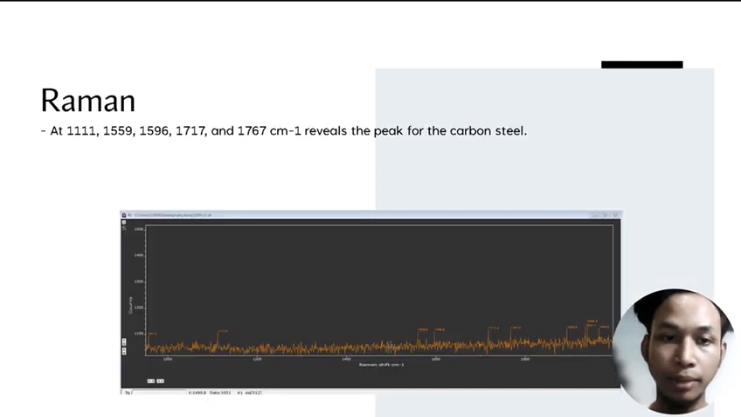And for the Raman, at 1111, 1559, 1596, 1770 and 1767 per centimeter reveal the peak of the carbon steel.